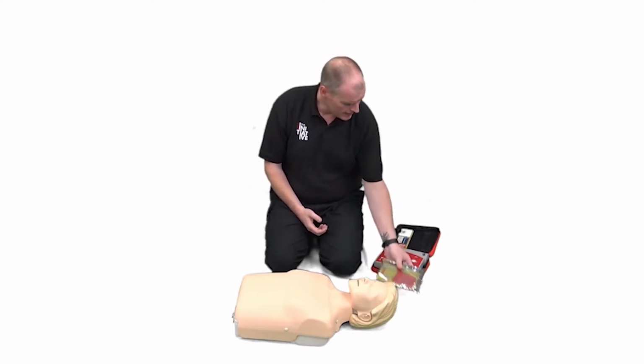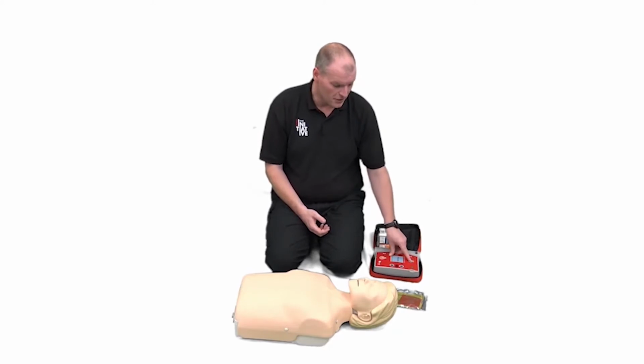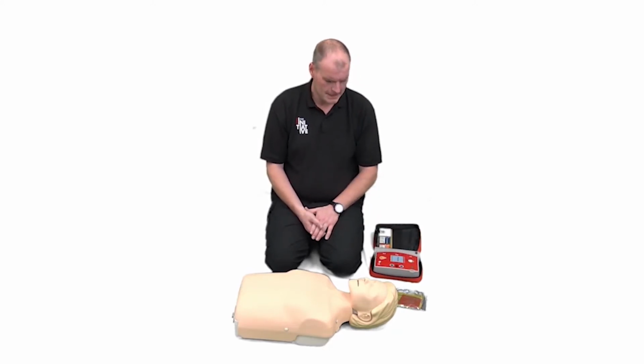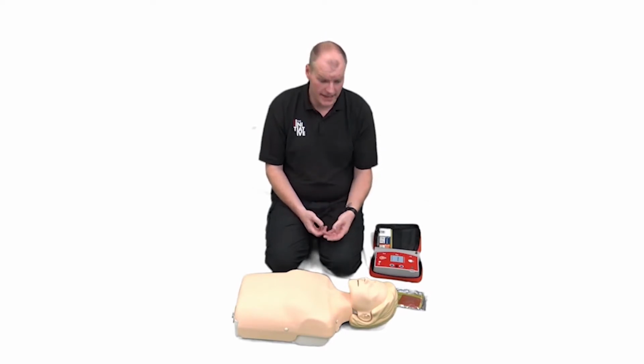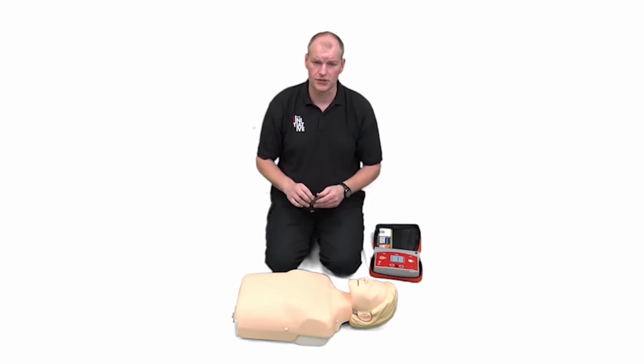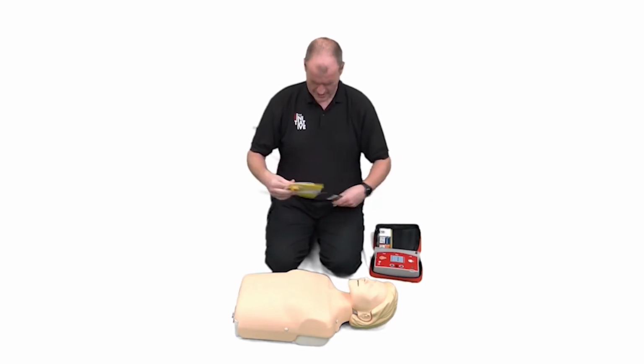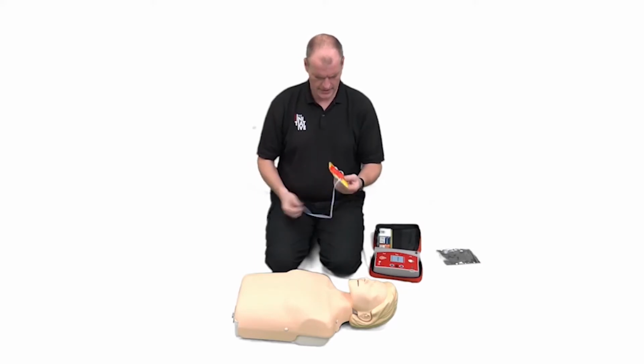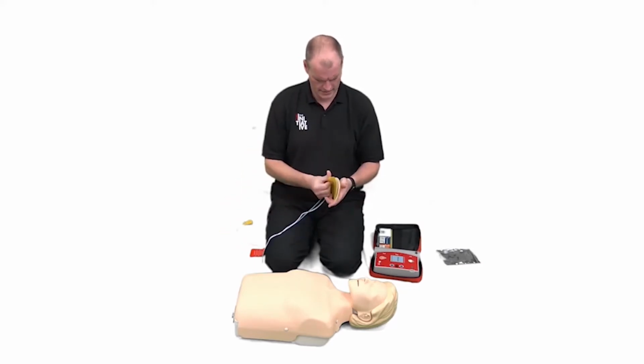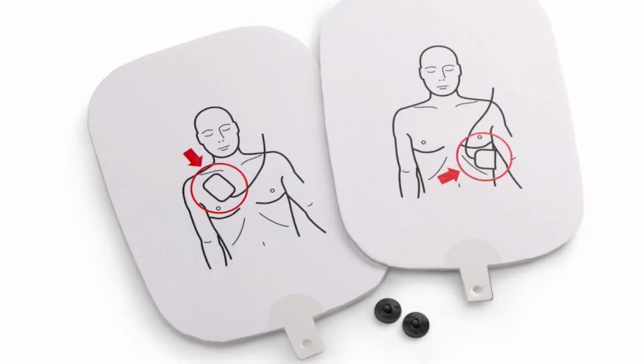So I'm going to open up the unit, and the first thing I do is simply turn it on. Apply pads to patient's bare chest. Plug in pads connector next to flashing light. So as you can hear, the AED will give you verbal instructions as to what to do. So I'm going to open up the pads. Apply pads. Plug in connector. And we can see that on the pads there's pictures showing us where they should go.